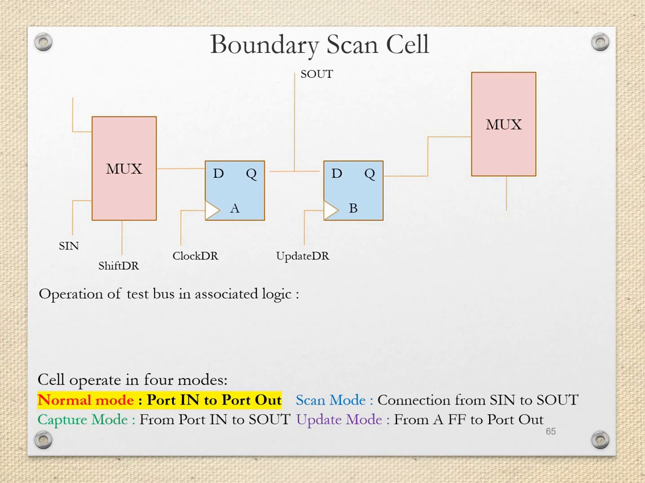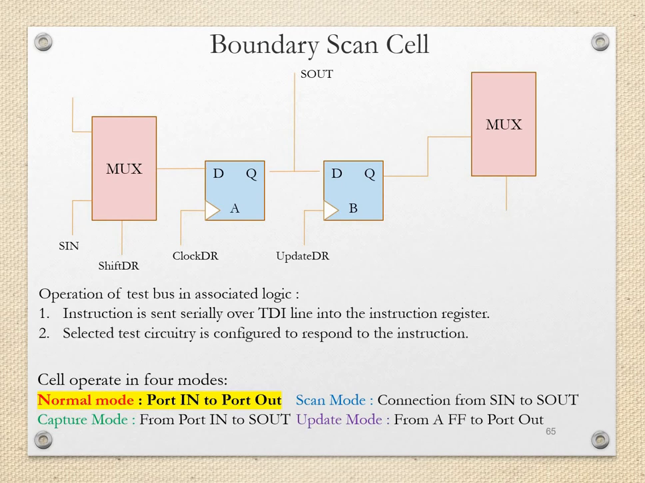For operation of the test bus and the associated logic, we have 3 different steps. First, the instruction is sent serially over the TDI line into the instruction register. The selected test circuitry is configured to respond to the instruction. So as per the instruction, the circuitry will respond and the test instruction is executed. So these steps will be followed.